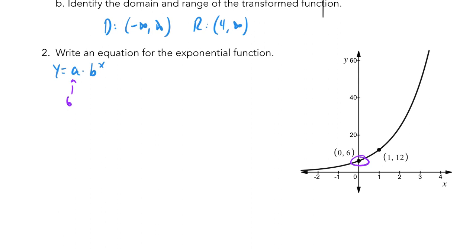And our rate is going to be found by looking at how we're changing. Always take the later point, which would be this one, and divide it by the earlier one, which would be the (0, 6). So here, of course, 12 divided by 6 is 2. So that's going to be 2. So y equals 6 times 2 to the x. Remember, we cannot simplify that as 12 to the x or something like that. So just y equals 6 times 2 to the x is your function.